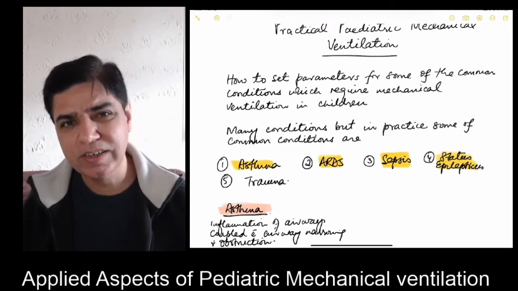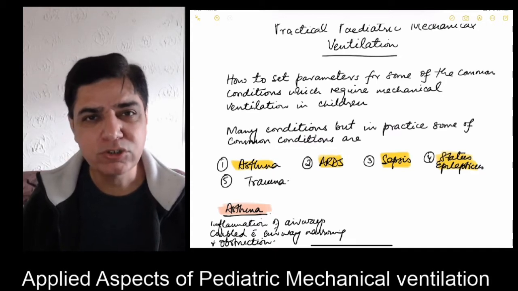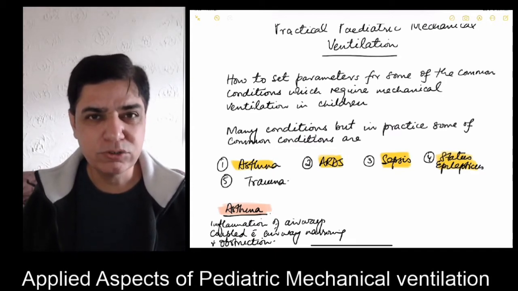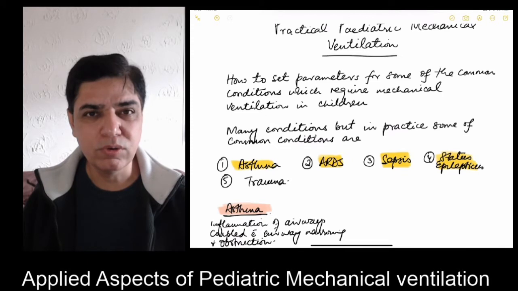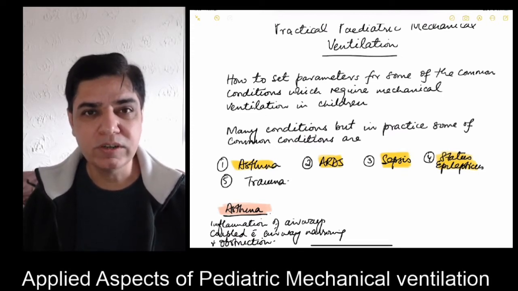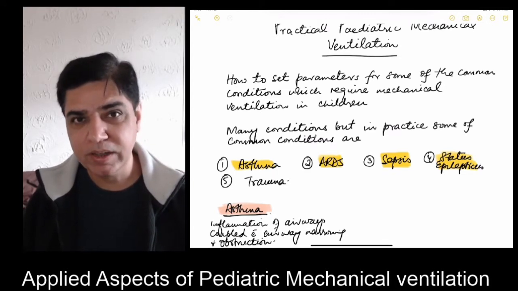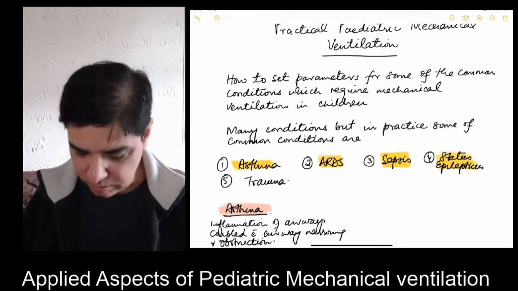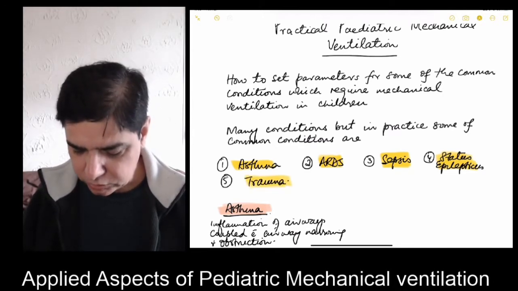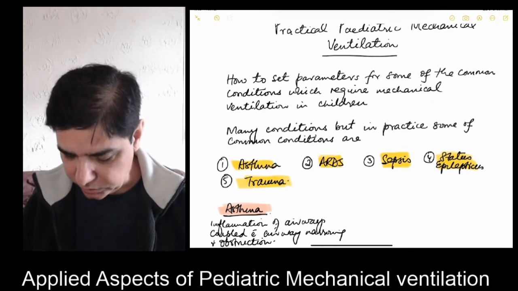And last but not the least, trauma, especially head trauma, in which there can be issues with breathing, or you want to give some rest to the organs, and at the same time you want to decrease the brain swelling because there is intracranial hemorrhage or intracranial edema. In that case, you might consider mechanical ventilation. So trauma, especially trauma with head injuries, you might consider mechanical ventilation.